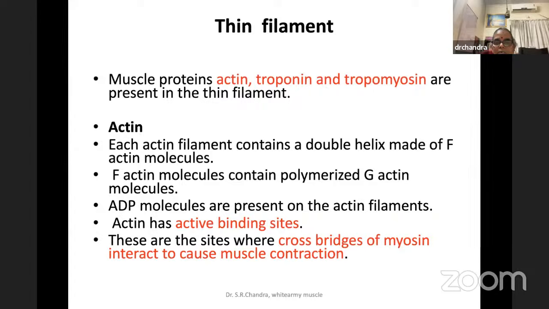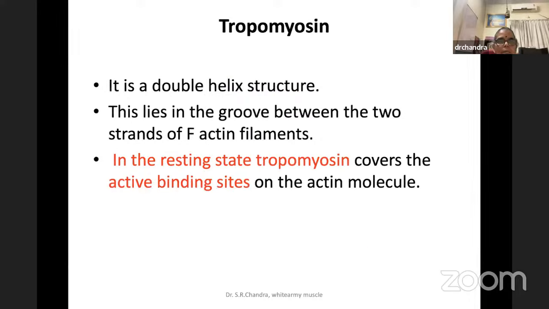These are the sites where the cross bridges of the myosin interact to cause muscle contraction. In the active binding sites of actin, myosin comes and binds and produces muscle contraction. And it is a double helix structure, and this lies on the groove between the two strands of the F-actin. And in the resting state, tropomyosin covers the actin.